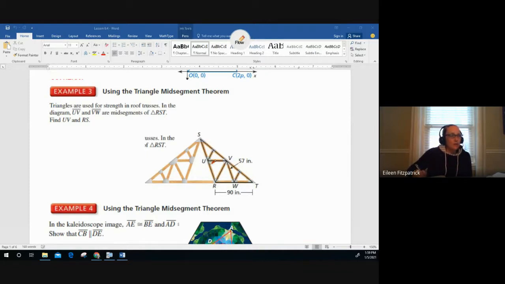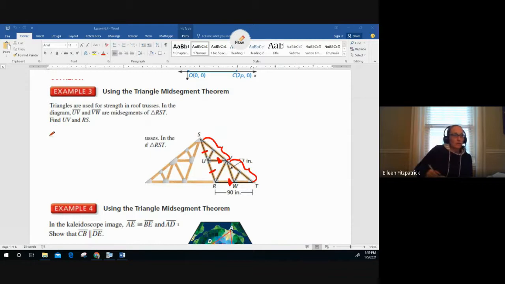So what does that mean if UV is a mid-segment? That means that U is the midpoint of this side. So I'm going to put a tick mark here, a tick mark here. And V is the midpoint of this side here. So this segment is congruent to that one. It also means that UV is parallel to this third side here, and that UV is half as long as this third side. Well, if this third side is 90 inches, then what's the length of UV?